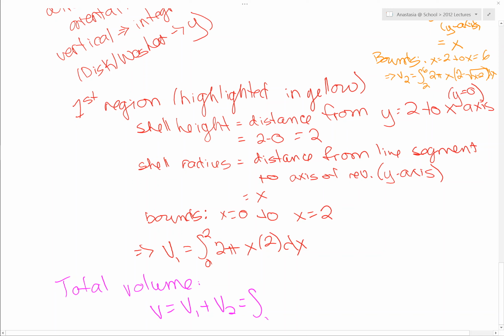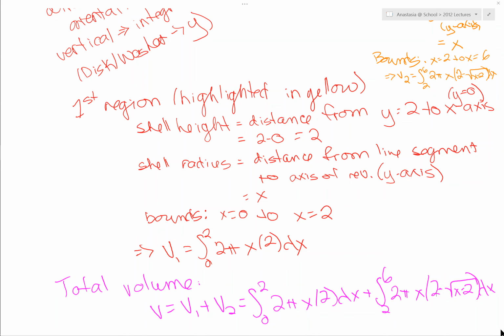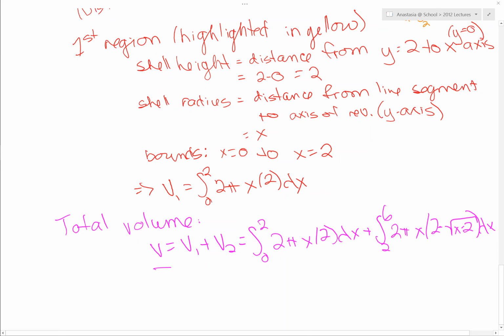So that's the integral from 0 to 2 of 2 pi x times 2 dx, plus the integral from 2 to 6 of 2 pi x times 2 minus the square root of x minus 2 dx. And yes, you could rewrite or simplify these integrals if you'd like, but it is not required for this problem. So this is our final answer using the shell method.